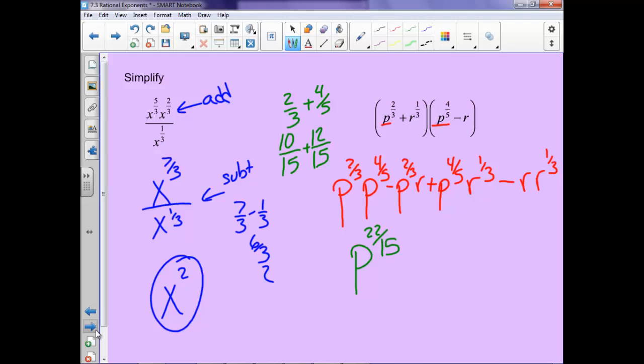Now these middle two, your variables have different exponents, so we can't combine them. They are not like terms. And in this last one, there's an exponent of 1. So we'll have 1 plus 1/3, common denominator of 3.